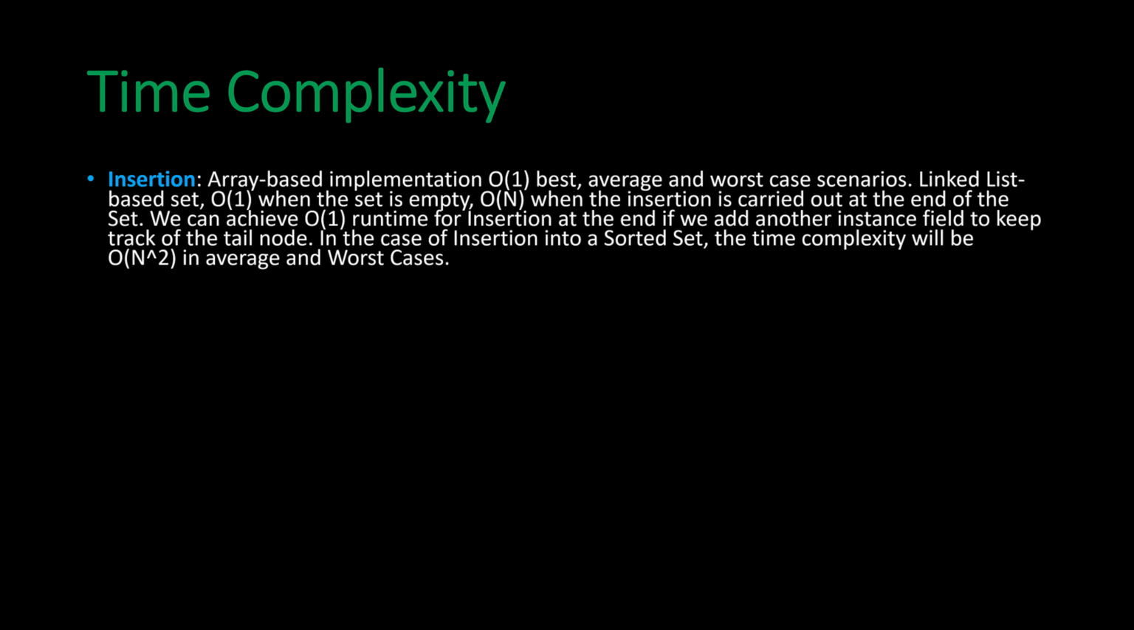In the case of insertion into a sorted set, the runtime complexity will be O(n) square, because you always have to navigate in the array, locate a location, and then have to shift the elements towards right to make a hole within the array and then insert the new element there. So O(n) is the complexity for searching for the correct location, and O(n) again we have to shift the elements, so it will become O(n) square. This is the runtime for the average and the worst case of insertion within the sorted array.